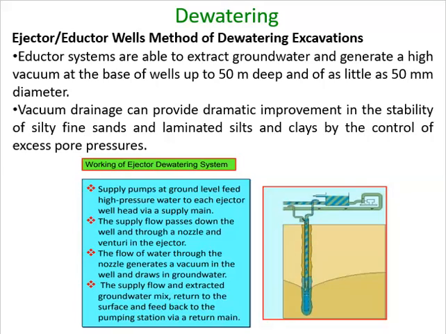Adductor systems are able to extract groundwater and generate a high vacuum at the base of wells up to 50 meter deep and of as little as 50 millimeter diameter. Vacuum drainage can provide dramatic improvement in the stability of silty fine sands and laminated silts and clays by the control of excess pore pressures.